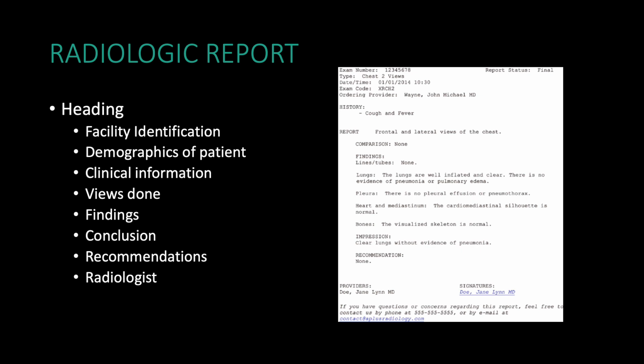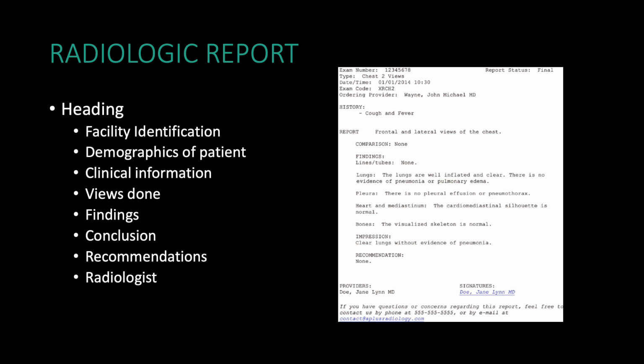They start looking at the heart. The silhouette is normal. So the heart is in good position with no other findings. The skeleton around the bones, so they're looking at ribs, sternum, clavicles, all those are normal. So the impression is that there are clear lungs without evidence of pneumonia. That's the diagnosis or impression, and no recommendations by the radiologist.